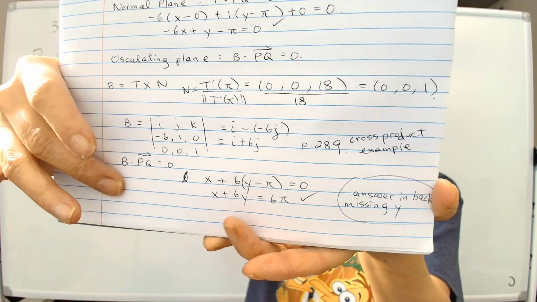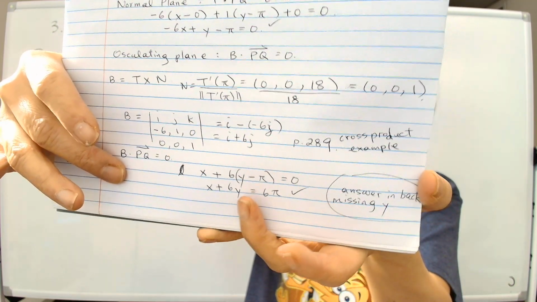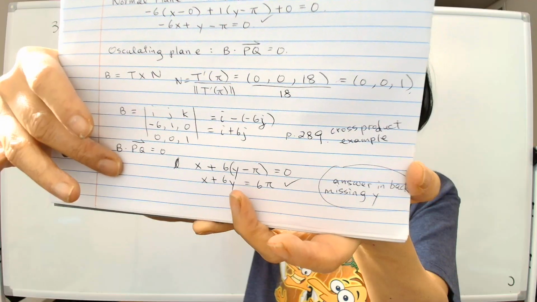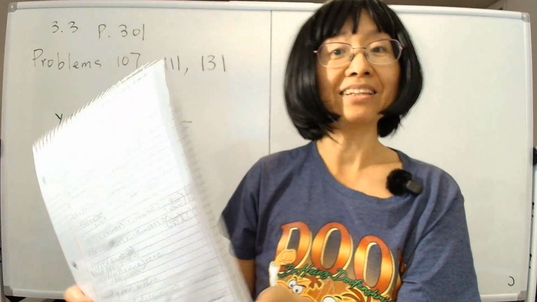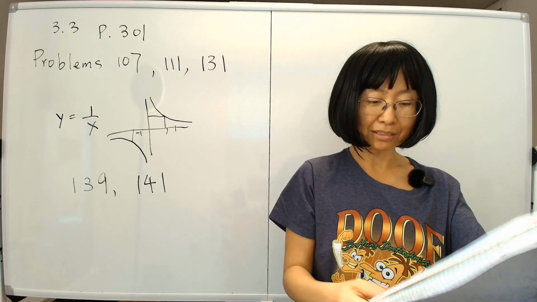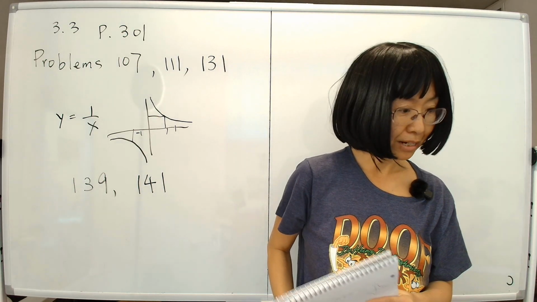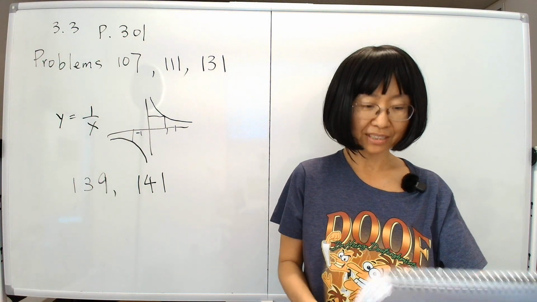Now you notice that the answer in the back is missing the y here, which doesn't make any sense. So just go ahead and put a y back, and then the answer is identical to what's written in the back. And that's the right answer, and also the end of this section.